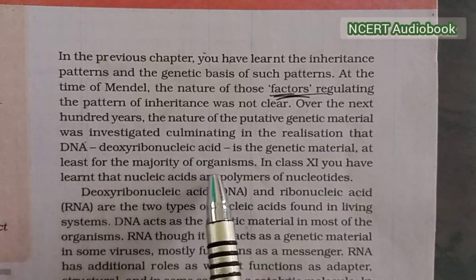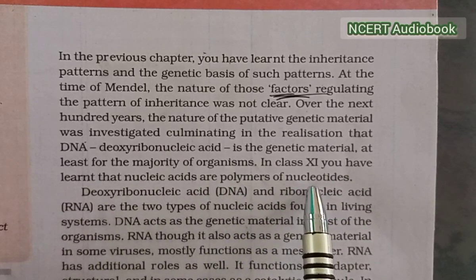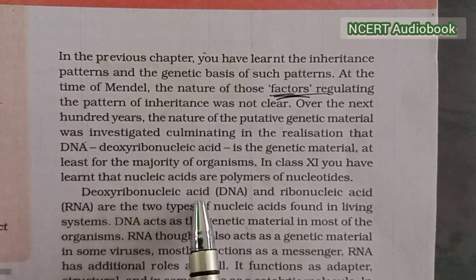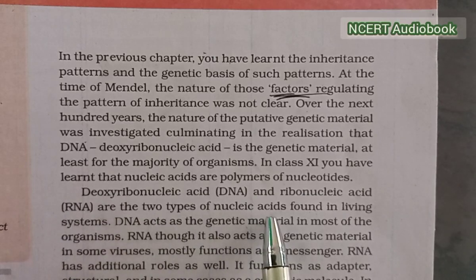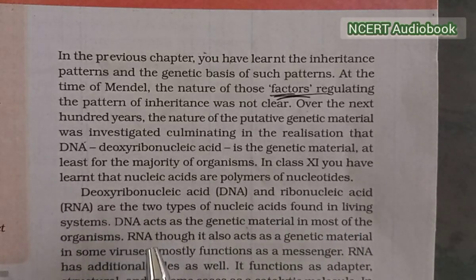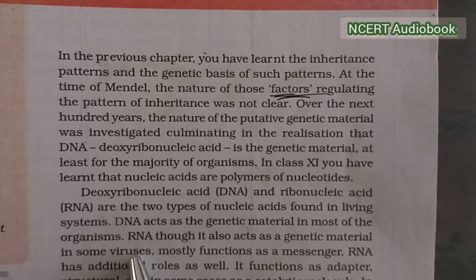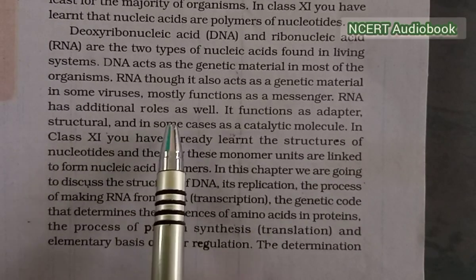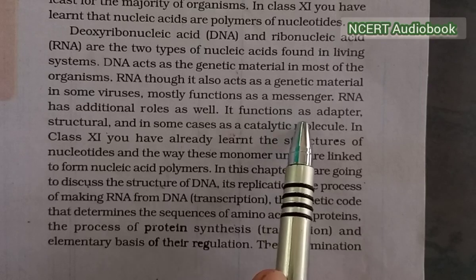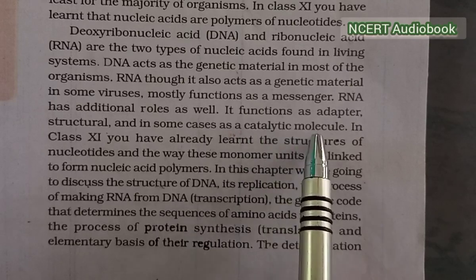At least for the majority of organisms. In class 11th, you have learned that nucleic acids are polymers of nucleotides. Deoxyribonucleic acid (DNA) and ribonucleic acid (RNA) are the two types of nucleic acid found in living systems. DNA acts as a genetic material in most organisms. RNA though also acts as a genetic material in some viruses, mostly functions as a messenger. RNA has an additional role as well. It functions as adapter, structural, and in some cases as a catalytic molecule.